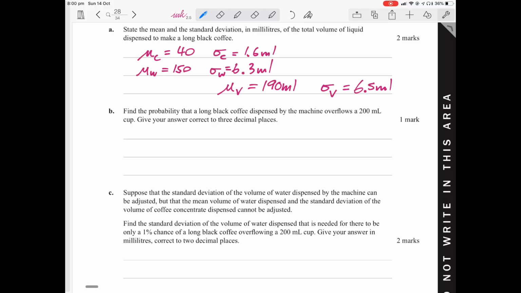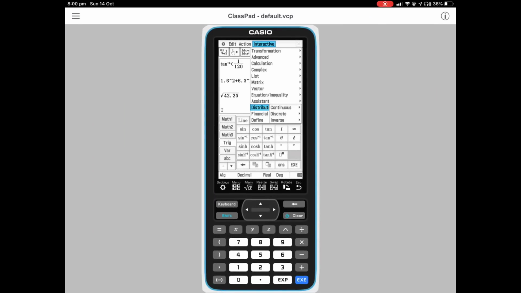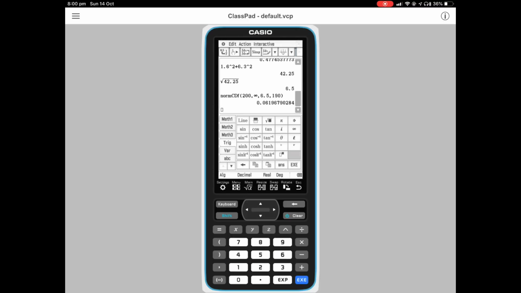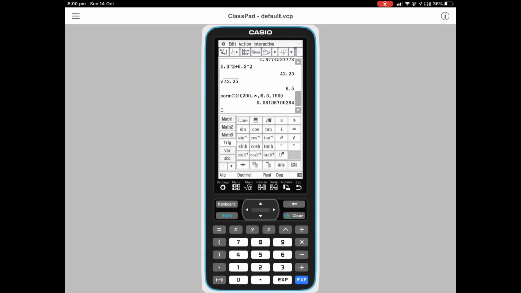Find the probability that it overflows a 200 ml cup. Okay, so let's say X is normal, 190 and 6.5 squared. The probability that X is greater than 200. Okay, so interactive distribution, continuous, norm CDF, 200 to infinity, 6.5 and 190. It's going to be reasonably low. What did I want the answer to? 3 decimal places, 0.062.